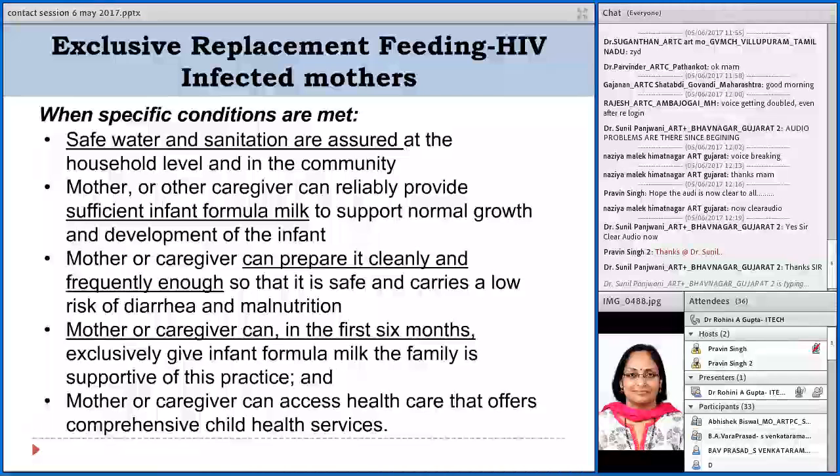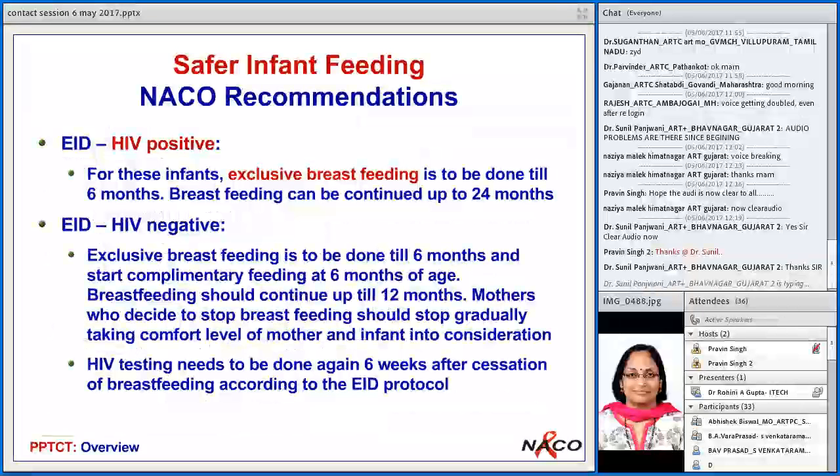Mothers or caregivers can access healthcare services. The reason is that these babies, because they're not getting breast milk, will be susceptible to infections. So the parents will be visiting hospitals regularly, and you need to have a good hospital nearby.